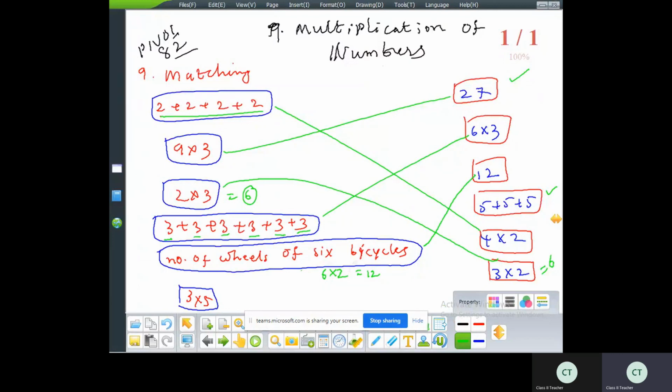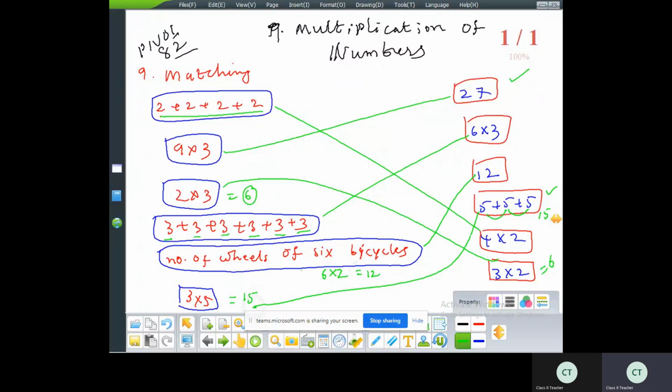Now final one. 3 into 5. 3 1s are 3, 3 2s are 6, 3 3s are 9, 3 4s are 12, 3 5s are 15. From the right side, we have only one answer empty, that is 5 plus 5 plus 5. 5 plus 5 is 10, 10 plus 5 is 15. Here 5 repeated 3 times, 3 into 5, 15. 15 and 15. This is the matching.